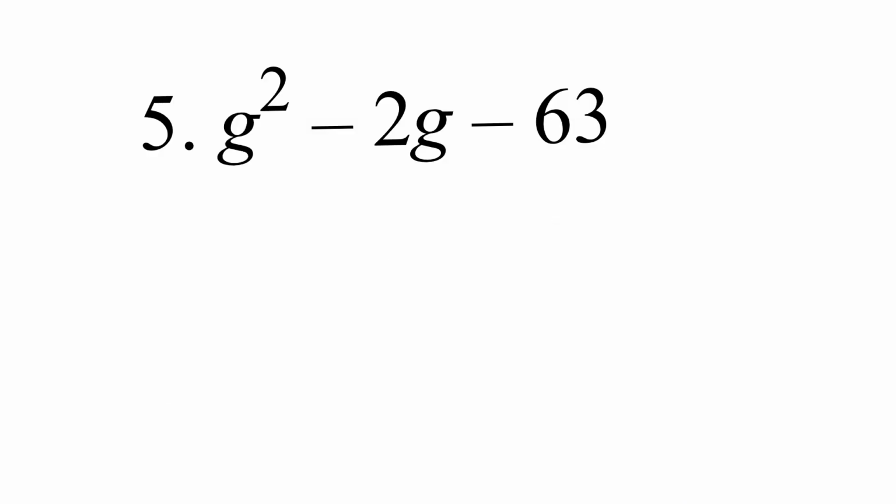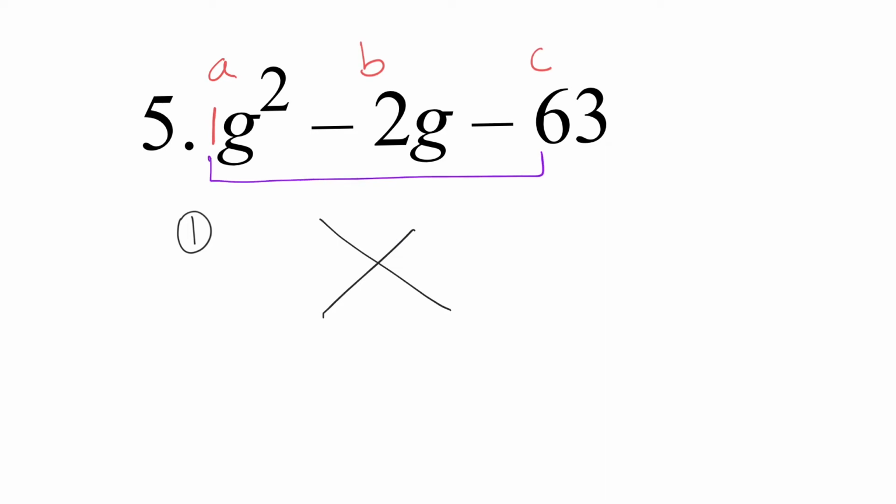Number 5, you have another trinomial, g squared minus 2g minus 63. We don't have a variable squared at the end, but it is a quadratic with a trinomial, so we can use the x diagram. My a value will be 1 next to the g squared, b is the one in the middle, and c is your last term. So step 1, you guys are going to use your x diagram. Multiply 1 times negative 63. That would be negative 63.